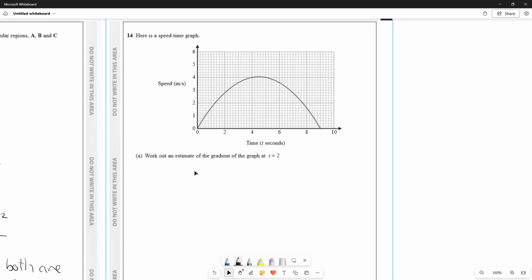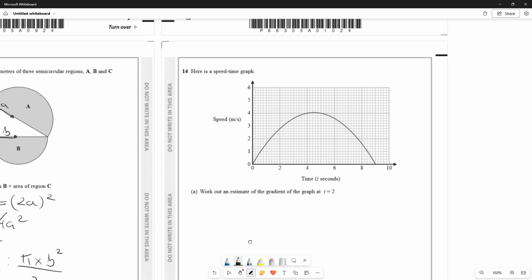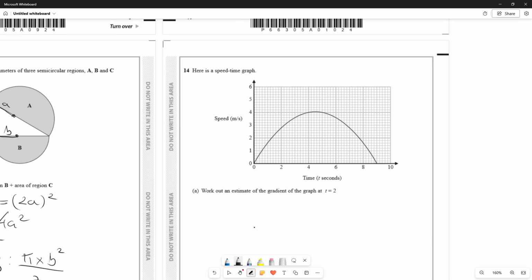Question 14. Here's the speed time graph. Work out an estimate of the gradient of the graph at t equals 2. Once again, a graph question. I really do apologize. I can't really do much about this, but I will tell you the method that will work anyway. So here is how I would draw a tangent if I was in an exam.